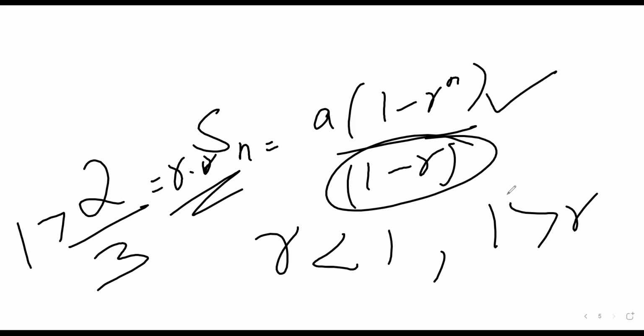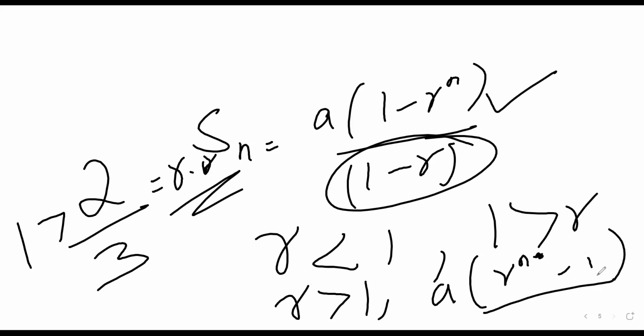Suppose the r value is greater than 1, what formula will I use? A into r power n minus 1 by r minus 1. I just put it the opposite way. It's a simple thing, a very simple concept, not at all difficult. But the only thing I want is that none of you should mug up the formula. That is not the right way to do it. We have to understand the formula and then use it.